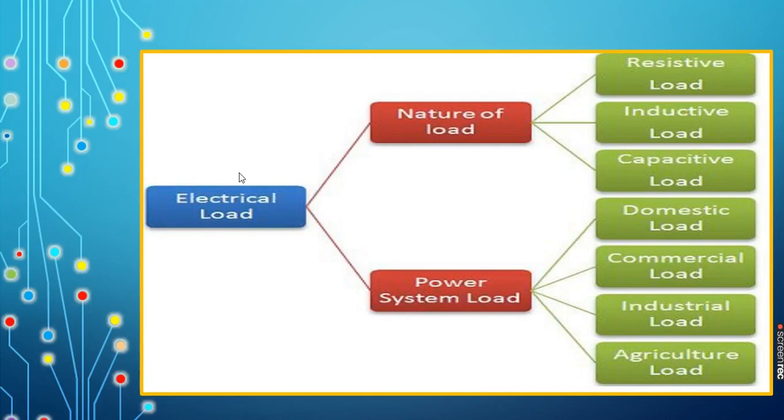Different types of electrical load. First of all, we are going to discuss the different types of electrical load. Naturally, the electrical load is classified into two types: nature of the load and power system loads. In nature of the load classification, we have the resistive load, inductive load and capacitive load. And in the power system load, we have the domestic load, commercial load, industrial load and agricultural load.